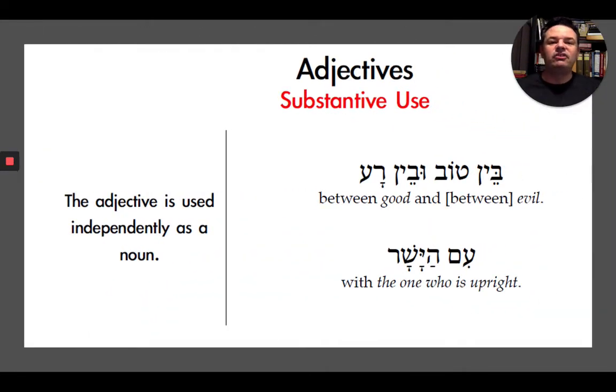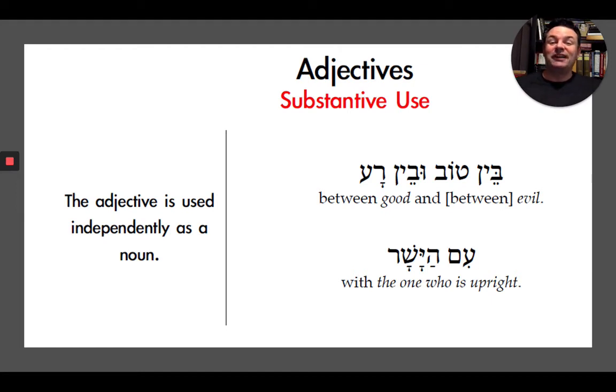And then you've got the substantive use of the adjective. And this one should be pretty easy. This is just where the adjective is basically used independently like a noun. So we've got a phrase here, bain, which is the word between. Bain tov uvein ra. Between good and between evil.